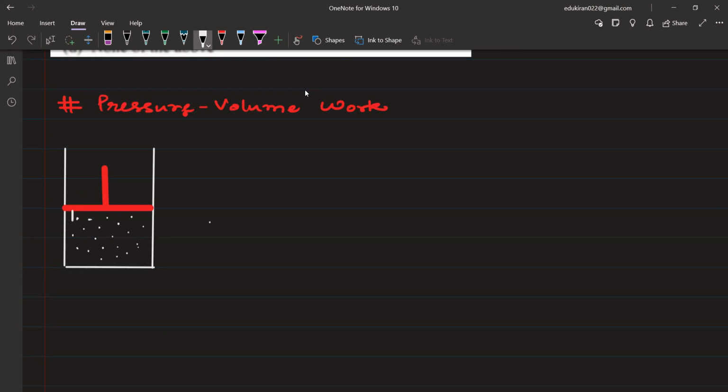Now these gas molecules will be exerting pressure on the piston like this. And there will be a pressure that is exerted by the atmosphere here. Okay? So there are two pressures. Whenever you have some piston, if the piston is not moving, that means we have an equilibrium. And in equilibrium, the external pressure and the internal pressure are equal. So in this case, P external is equal to P internal.